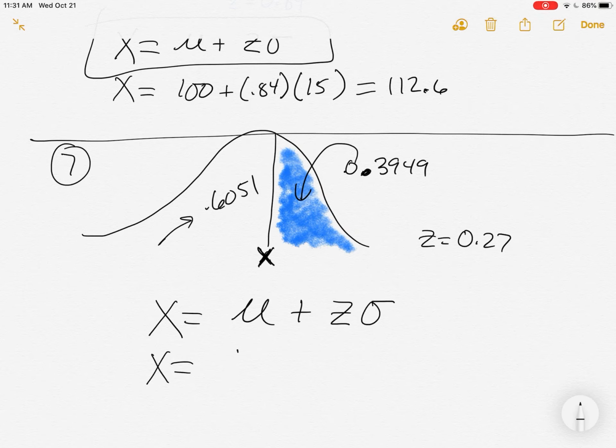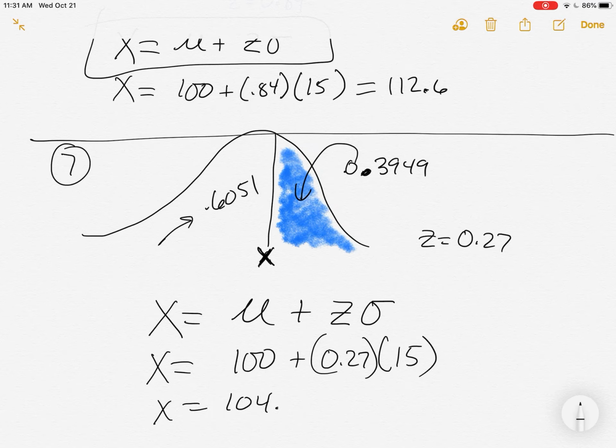So X is equal to 100, which was given in the original setup. Z, what we just had to find. Standard deviation, given originally. We knew two of those three pieces before we ever got started, before they ever asked a question. And we get a nice 104.05. Perfect. Just show me that work, and that's what we're doing.